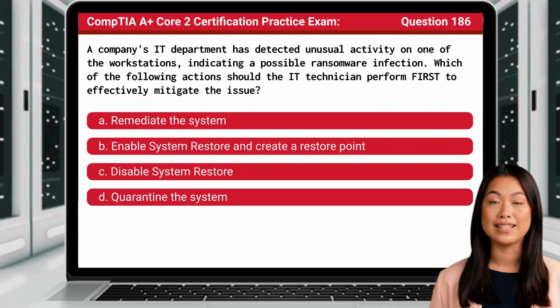Question 186. A company's IT department has detected unusual activity on one of the workstations, indicating a possible ransomware infection. Which of the following actions should the IT technician perform first to effectively mitigate the issue?